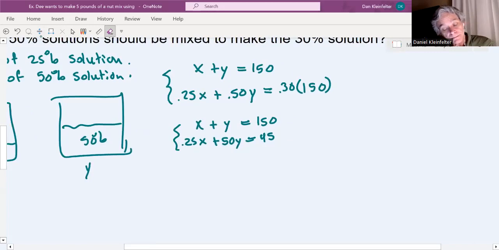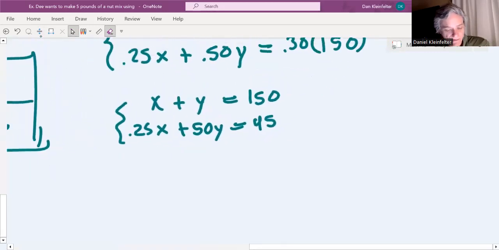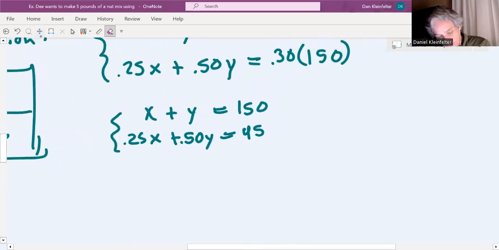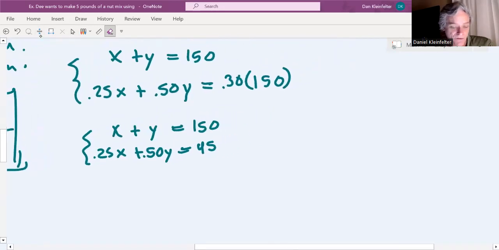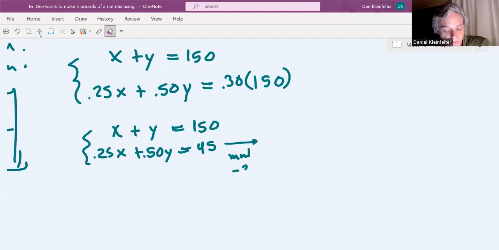And so how to best do this. We want to eliminate a variable. And while you could move the decimal point over to remove the decimals, I don't think that's really necessary. And plus, that's going to make my 45 into 4,500. That's really bigger than I feel like dealing with. Instead, let's notice that 0.5 is half of 1. So we're going to multiply by -2, and that will help us eliminate y's.